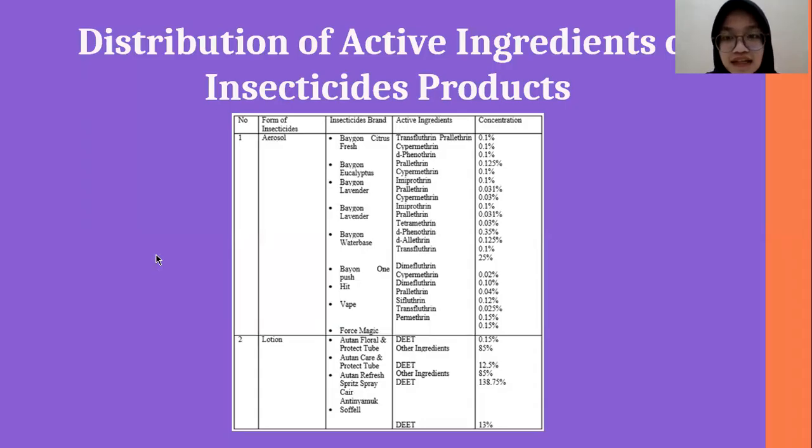And here is the data on active ingredients of insecticide products found in the household or surrounding environment. Most people in the surrounding environment sell and use Baygon, HIT, Vape, Force Magic, Autan, and Sovel as their household insecticide. Each of the brands and variations has different active ingredients, but all of them come from the same insecticide group, which is pyrethroid. Each of these active ingredients in each product also has a different concentration.